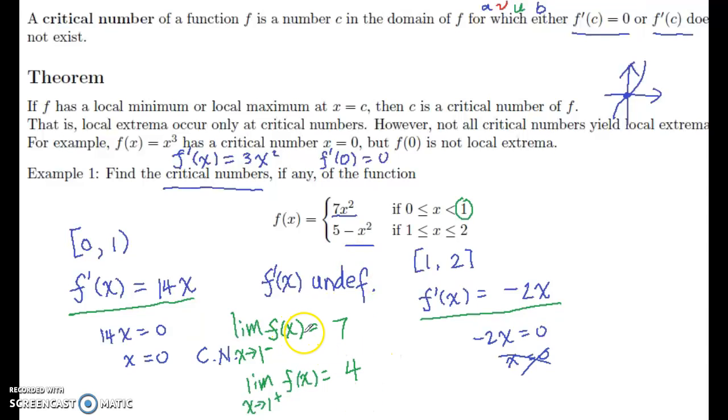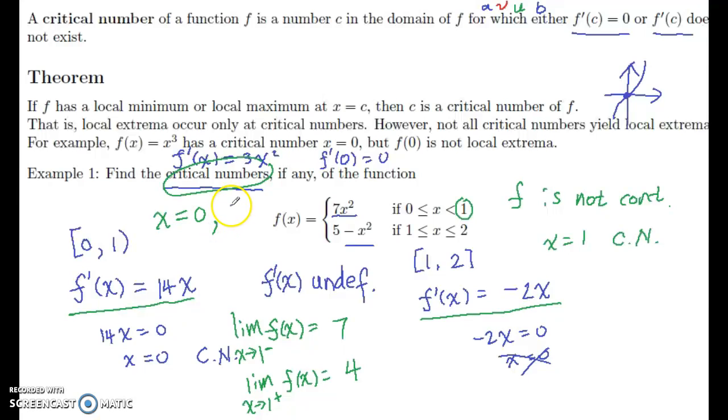So the left side limit does not equal the right side limit. The limit does not exist. And when the limit does not exist, f is not continuous at x equals 1. So at x equals 1, the function is not continuous, therefore it's not differentiable. So f prime of x does not exist, and x equals 1 is also a critical number. So what are the critical numbers for this function? We find two: one is 0, and another is 1.